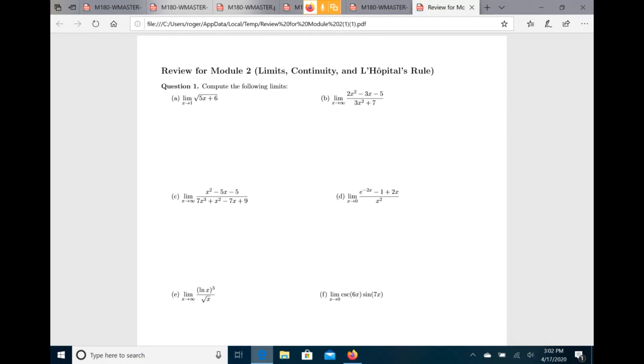So today's module is on, basically as it says up top, limits, continuity, and L'Hopital's rule. So lots of L'Hopital's rule, to be honest.